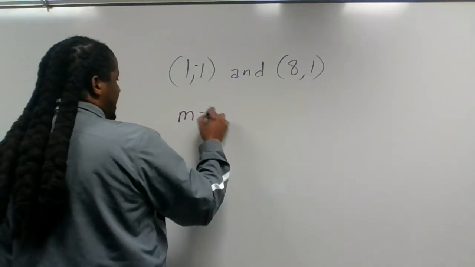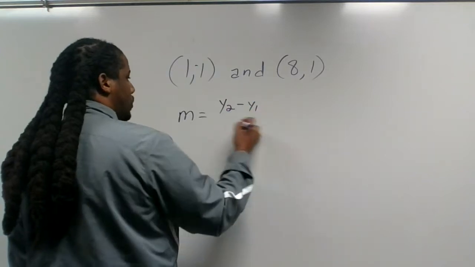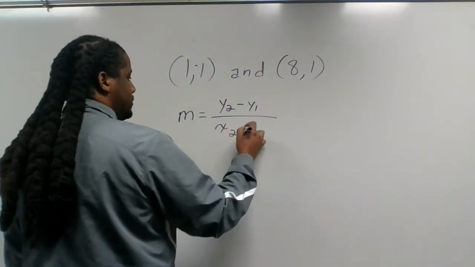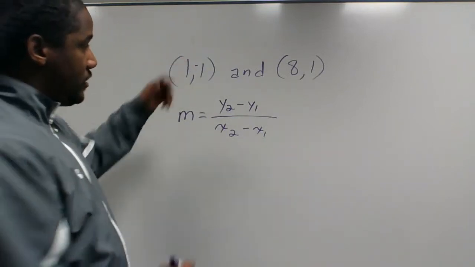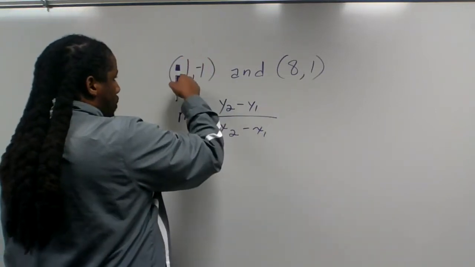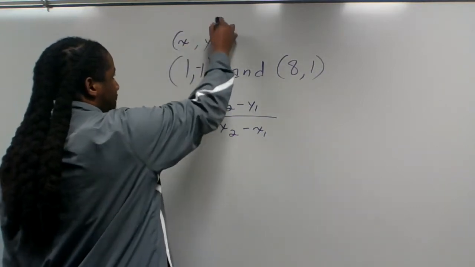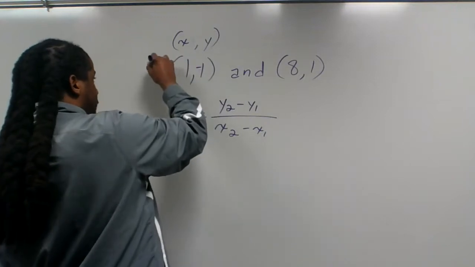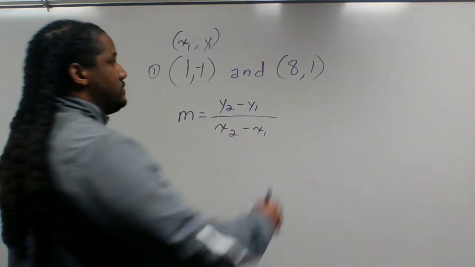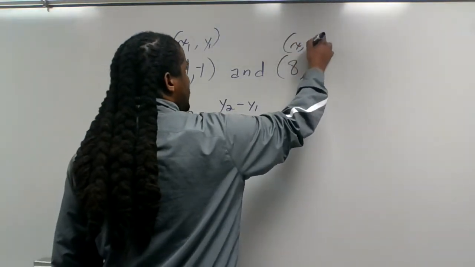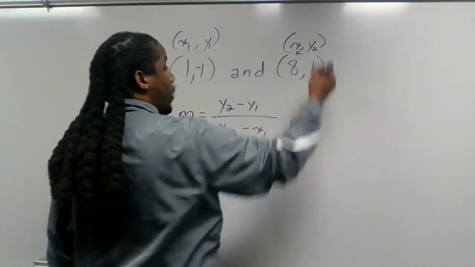Our slope formula is m, which represents slope, equals y2 minus y1 all over x2 minus x1. Looking at the coordinates given to us, our 1 is in the x place and our -1 is in the y place. Because this is the first point, this is x1 and y1. Our 8, 1 is also x and y, and because it's our second point, this is x2 and y2.